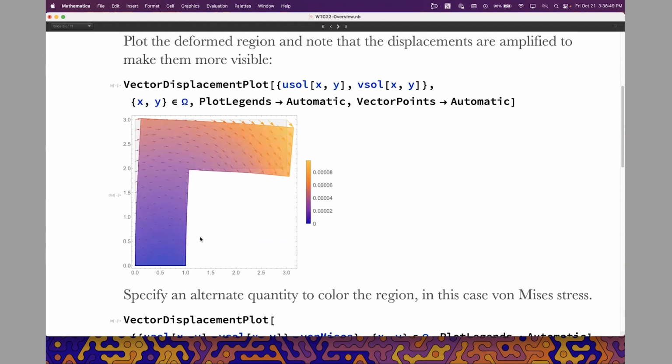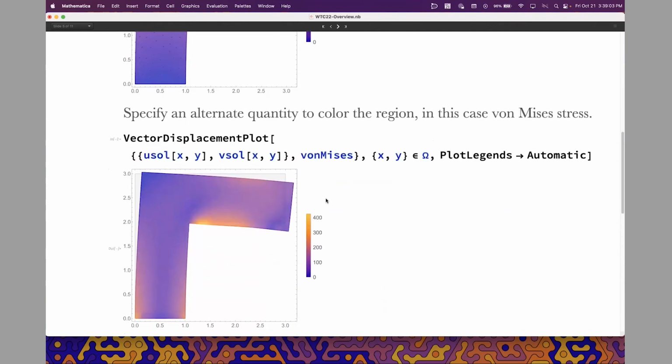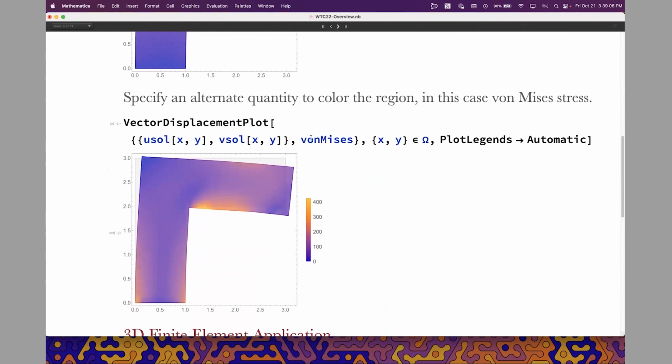And we can see what the effect of the deformation is. Here we have a legend that gives an idea of what the magnitudes are for how much that deformation is occurring. And in this case, instead of coloring by the magnitude of the vector field, we are coloring by von Mises stress, which is computed in the full example in the documentation. And you can see where the highest stress points are and where the least stress is.